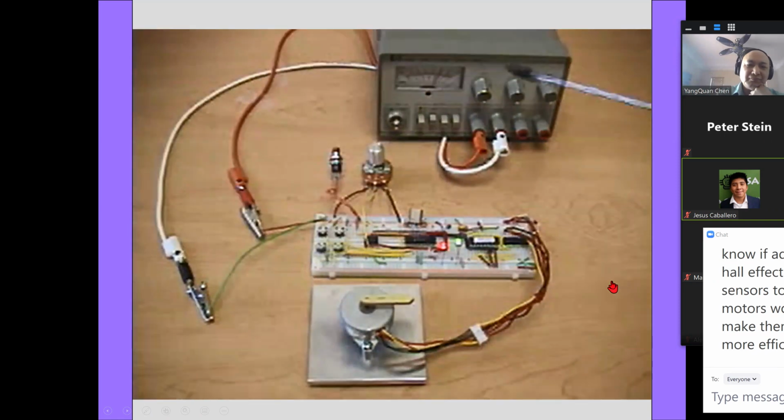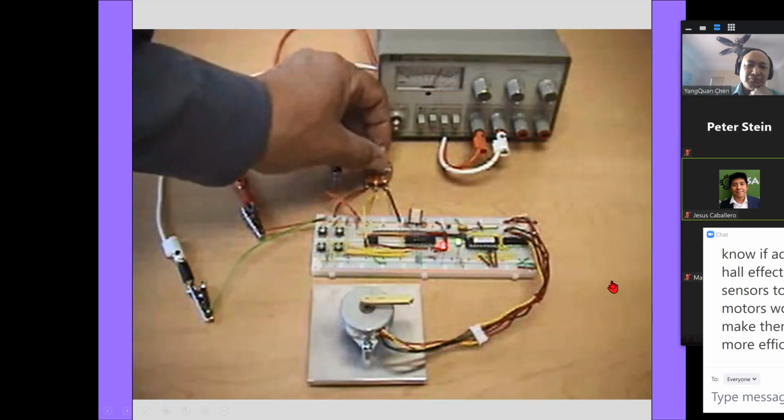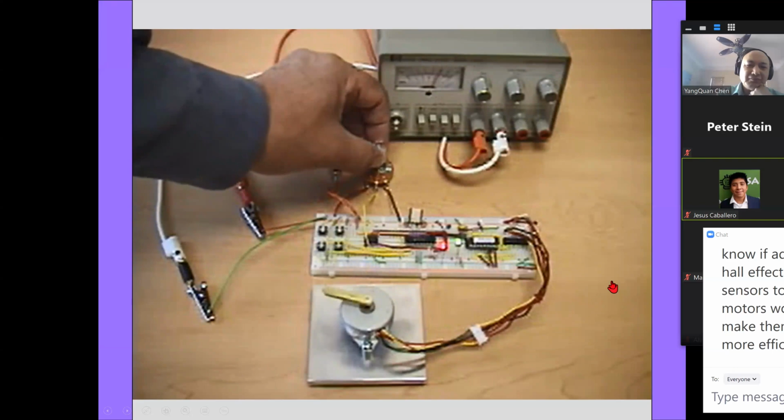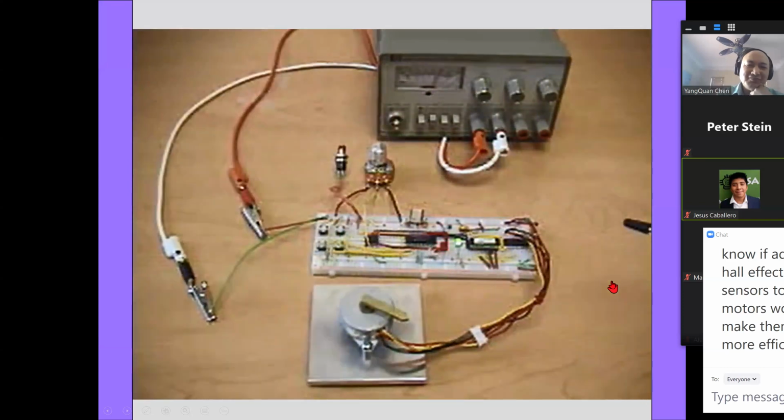We can also turn the potentiometer counterclockwise and have the motor turn in the other direction. Again, the speed is proportional to the potentiometer displacement. Now we're back in position mode.